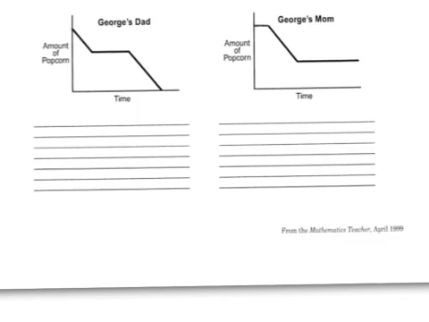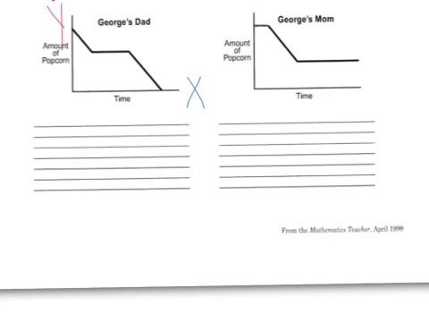Now we're going to look at another graph, still dealing with the popcorn. So now we're talking about the amount of popcorn that George's dad had. So we will label our axes. We have the y-axis here, and our x-axis is there. So the y-axis is the amount of popcorn, x-axis is time. So remember, the amount of popcorn is going to depend on the amount of time that we've been eating. So this is your dependent variable, and this is your independent variable.